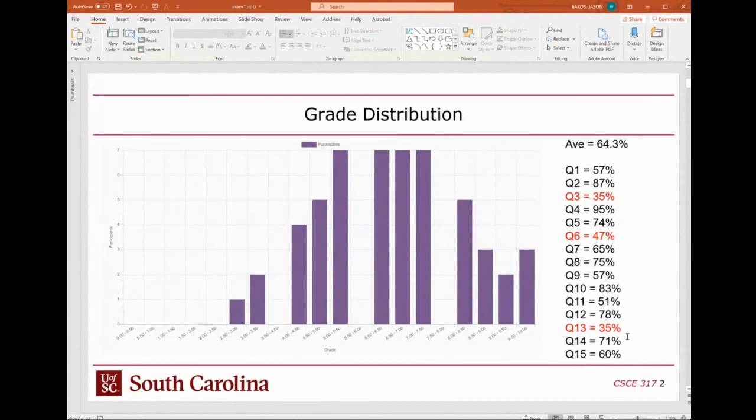Question 15 was 60%, so y'all did well on that one. How accurate is our grade average on Dropbox without the curve? That's a good question.